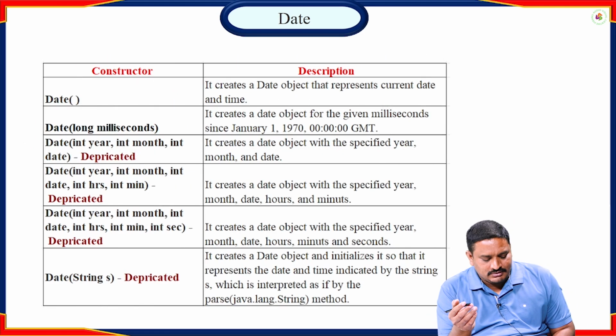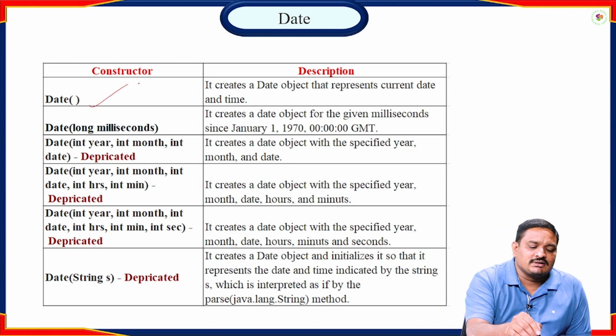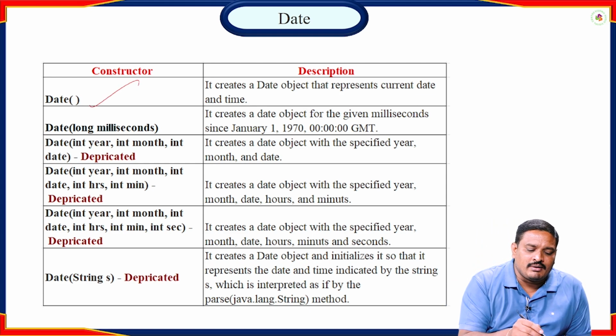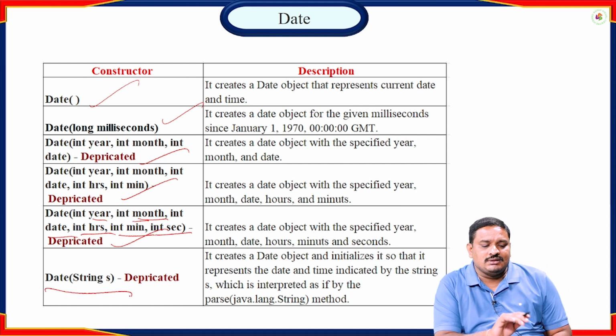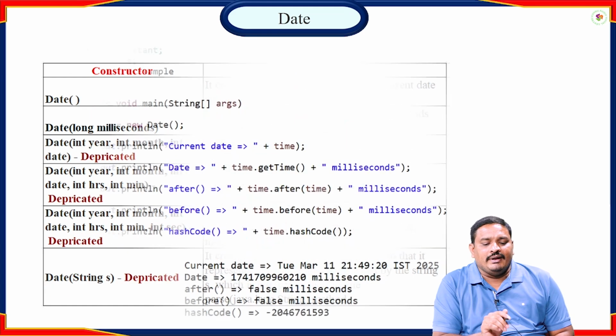The Date class has some constructors. The constructor with zero parameters, the milliseconds parameter, and year, month and date, which is deprecated. The next one takes hours and milliseconds. This one takes year, month, date, hours, minutes, and seconds. And the next one is a string. Yes, these are the constructors under the Date class.